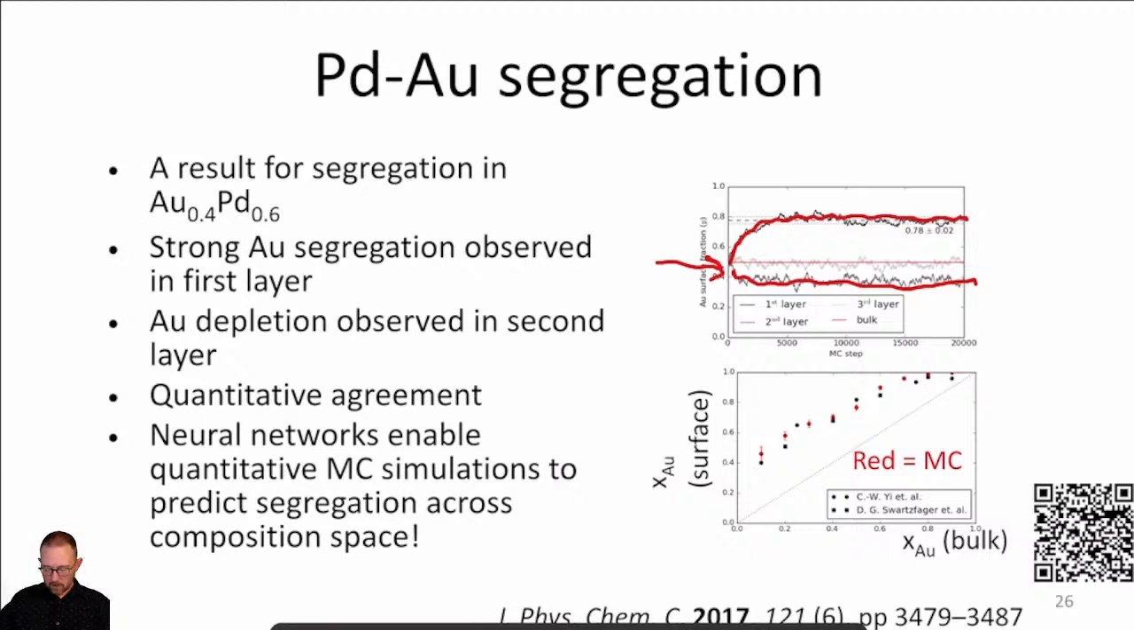And we can do that now across the entire composition space. Here we go from 0 to 1 in gold, and this trend here is what we see in terms of the gold surface composition. So across the entire space, we see gold segregation, and even the curvature is reflected in the experimental points here, using this Monte Carlo simulation with the machine learned potential to do all of the work.